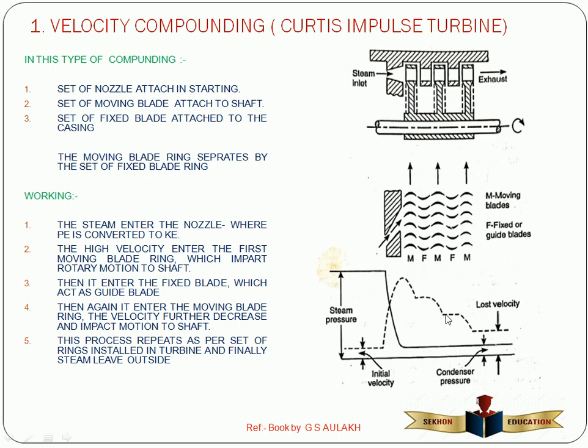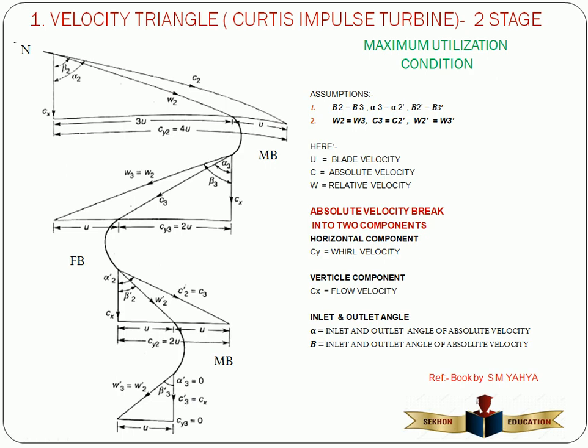Then this keeps going up to the number of stages which we install here. In this case, the loss of velocity or loss of kinetic energy is very little if we use a number of stages. So this is the working of velocity compounding, and this is the schematic diagram. This is the pressure and velocity variation. This is a schematic diagram for velocity compounding or a Rateau impulse turbine. Now we come to the velocity triangles for this.